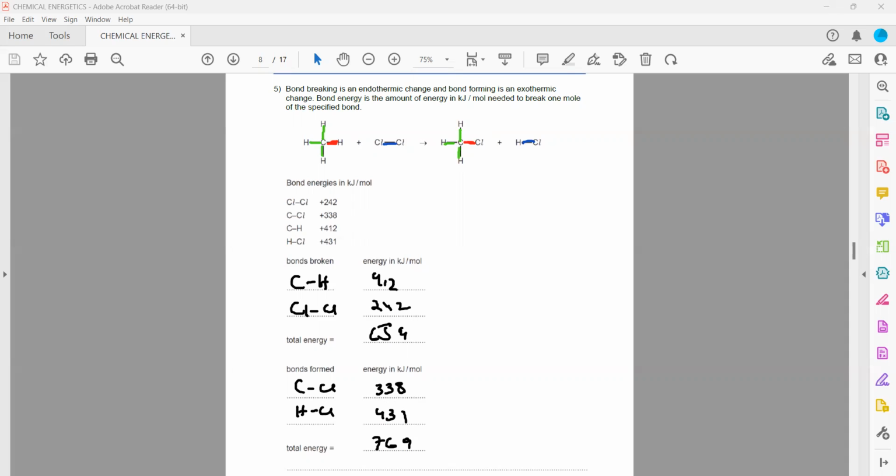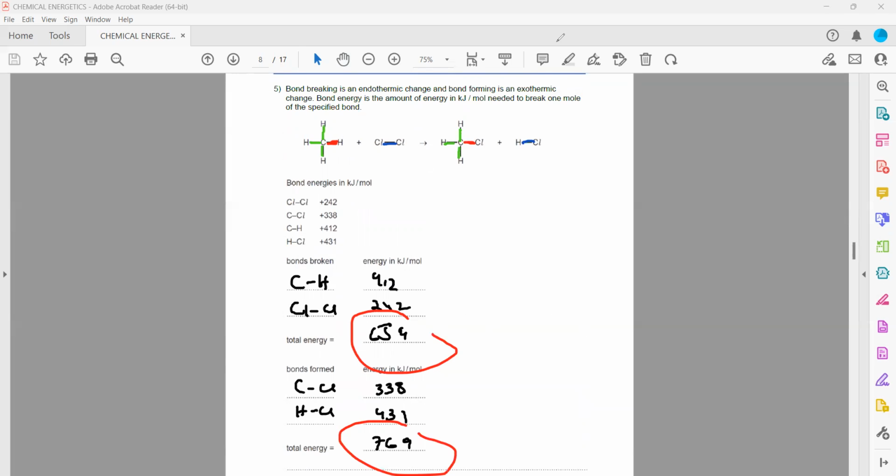So what is the difference between bond breaking and bond forming? How much is the difference between them? It is negative 115. You will get a minus because the bond forming energy is more. So the final answer will be minus 115. Or you can easily work out that the bond breaking energy is less than bond forming. That's why this reaction will be exothermic.